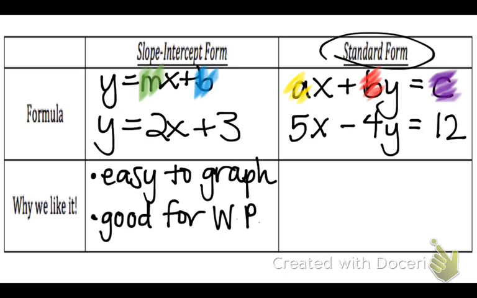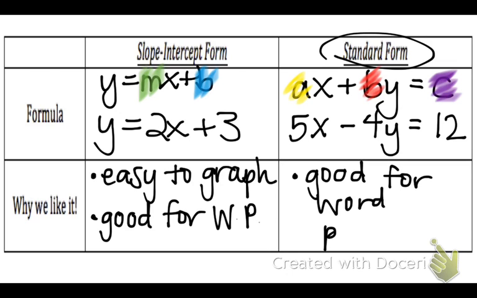Okay, where 5 has gone in for A, negative 4 has gone in for B, and 12 has gone in for C. This is actually not an easy equation to graph, so we're not going to put that down as a reason why we like it. However, it is good for word problems. Please pause this video and get your notes caught up.